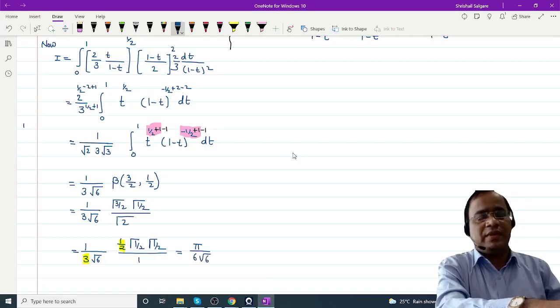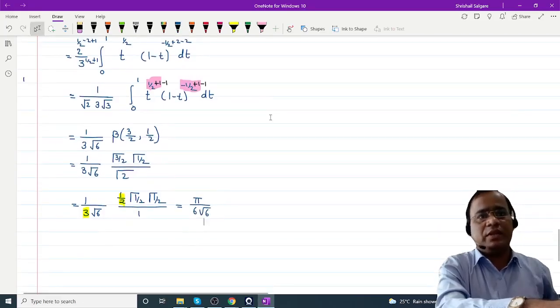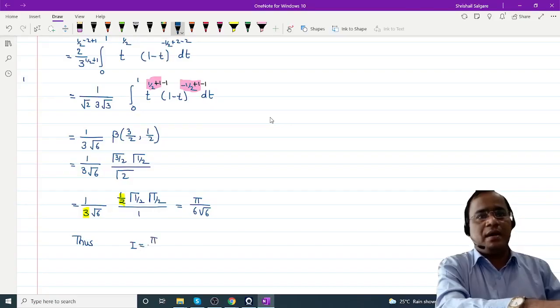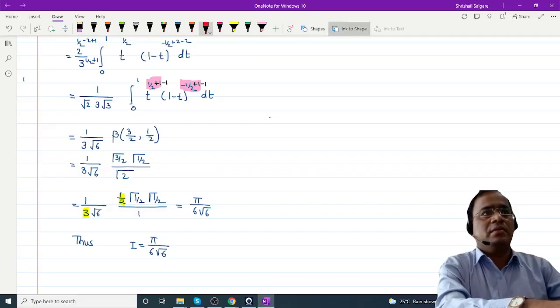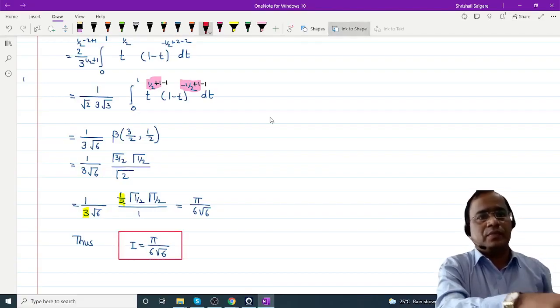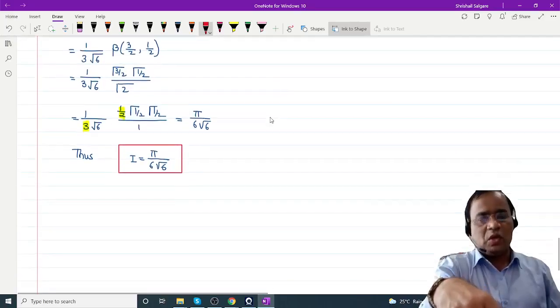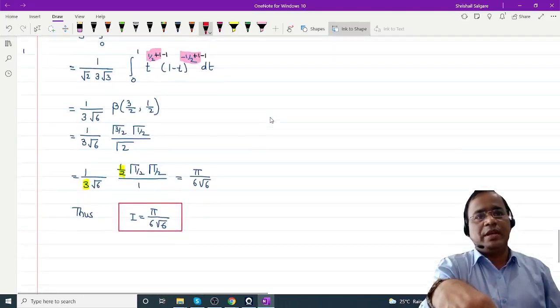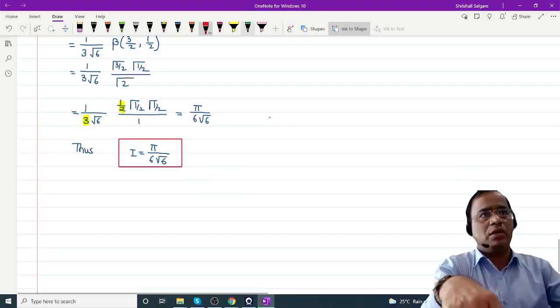Root 6. Verify, someone. You are also getting the same? Yes, sir. Okay, fine then. Thus, the evaluation of the integral I is equal to pi upon 6 root 6. So, one similar example I will give for the homework. Okay. Next number you may continue, the 6th one. This you complete as a homework.